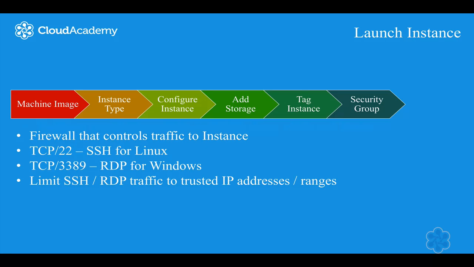Step 6. Configure security groups. Security groups are a firewall that controls traffic to your instance. At a minimum, you should define a rule that allows SSH for Linux over TCP port 22, or RDP for Windows, TCP port 3389, so you can access the server.